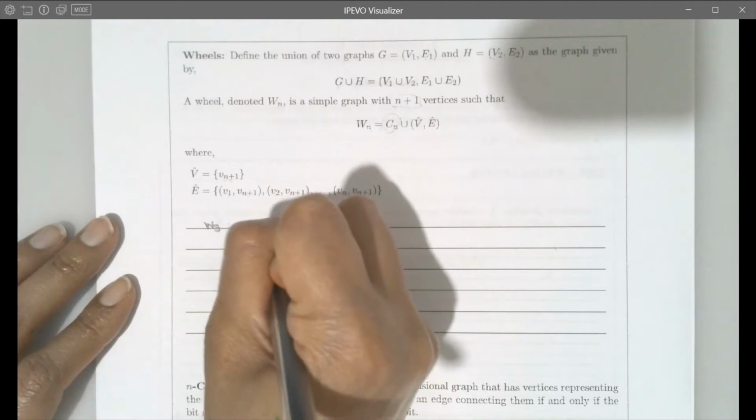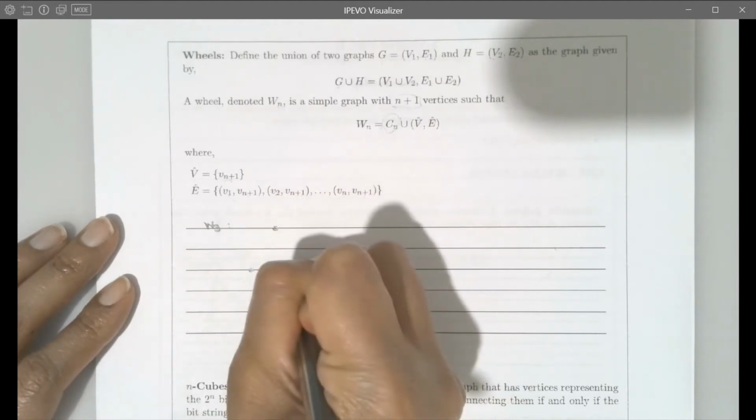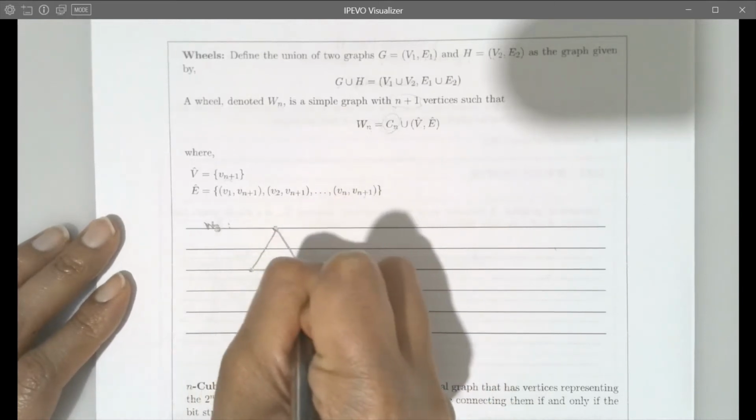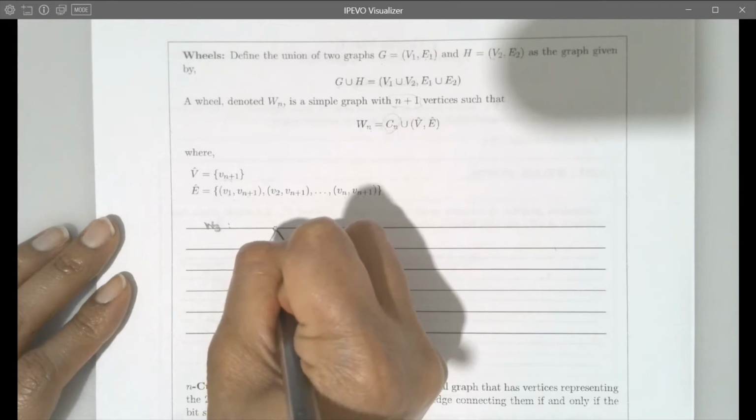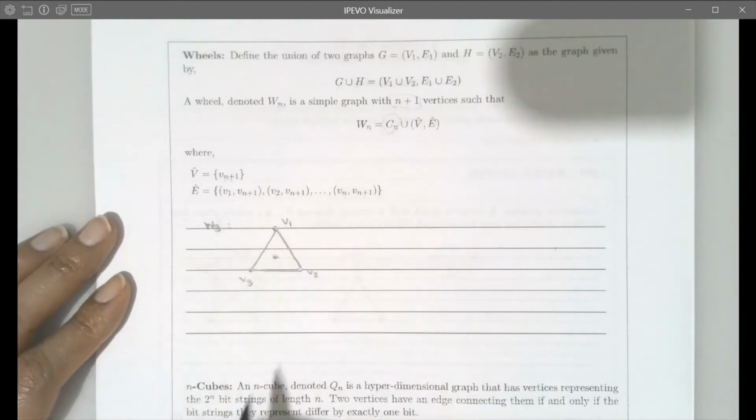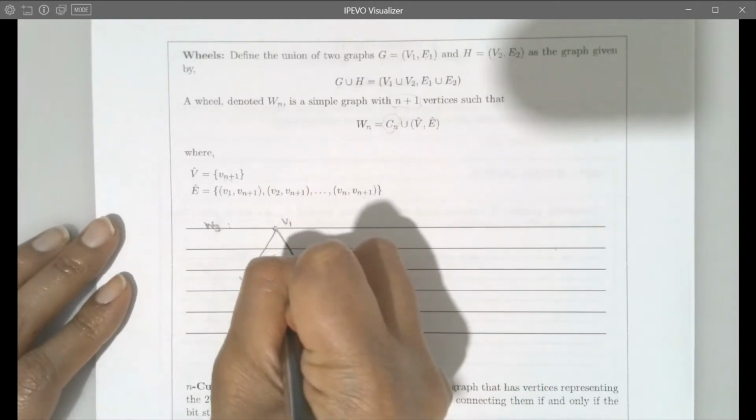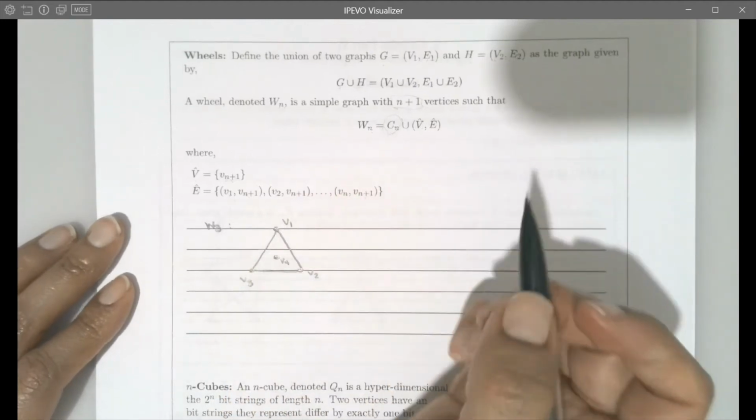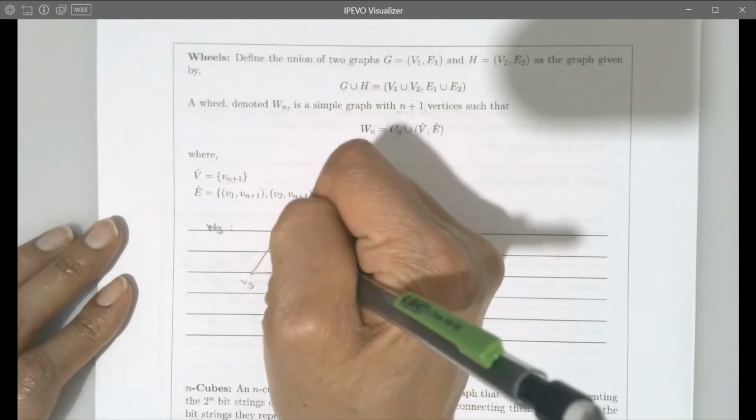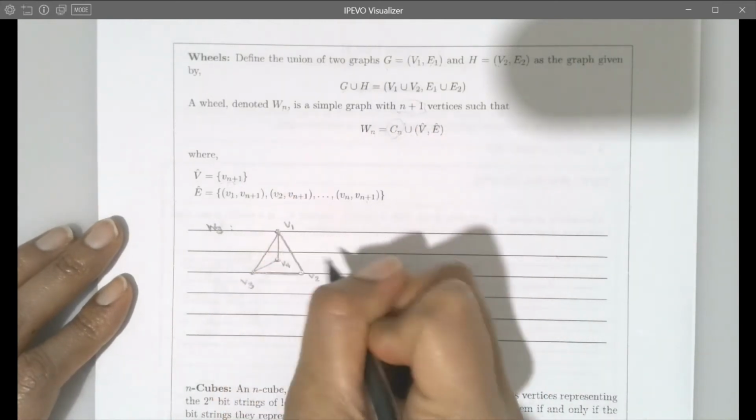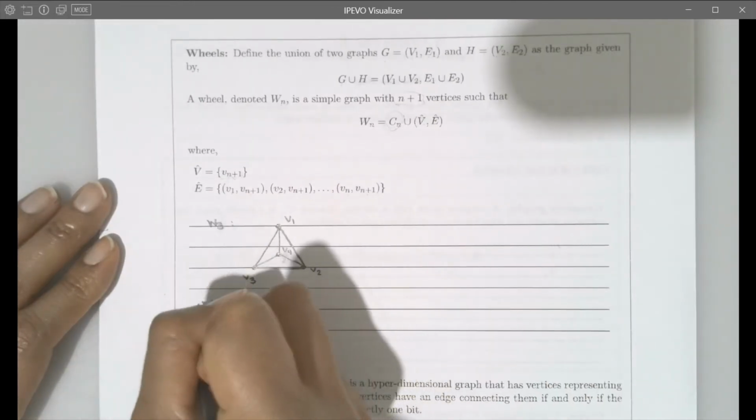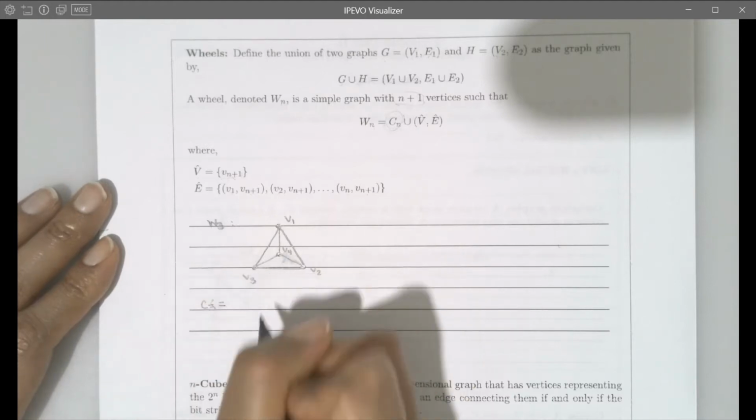That means that we have a cycle with 3 nodes and edges between those nodes, and then we just introduce an additional node. So this is V1, V2, V3 that are part of the original cycle, and we've introduced this 4th node, which we're going to call V4. So that would be this one here. And then we need to introduce the edges that connect all of the nodes that are part of the cycle to this new node.